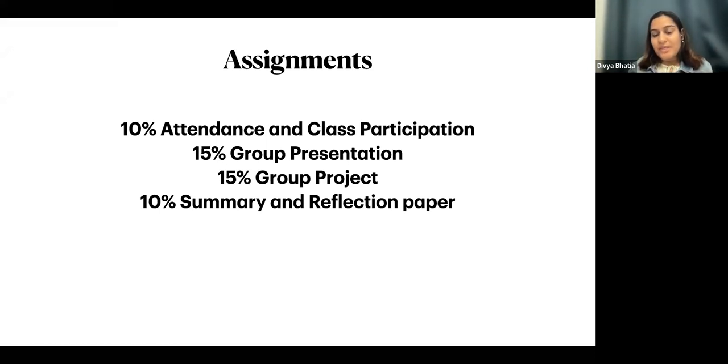And 10% is for the summary and reflection paper, where you are generally given a topic or a question or a research paper, and you will be writing a summary of it and your own reflection. What did you learn from this? What could have been better in this paper, for example? So these are the kind of questions you will be answering in the summary and reflection paper.